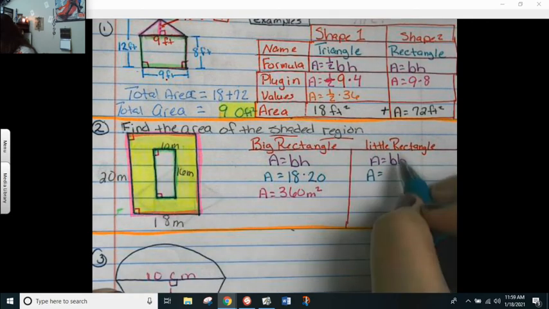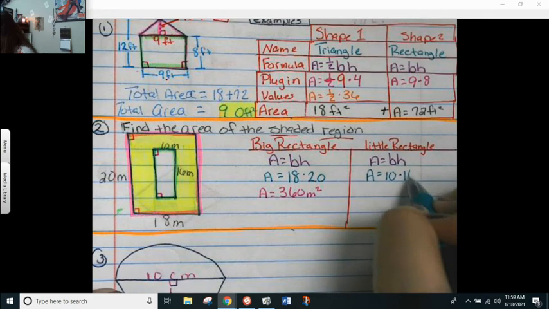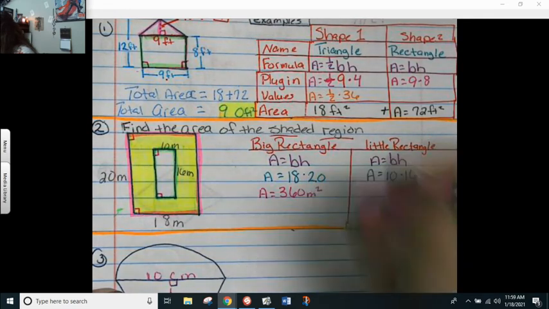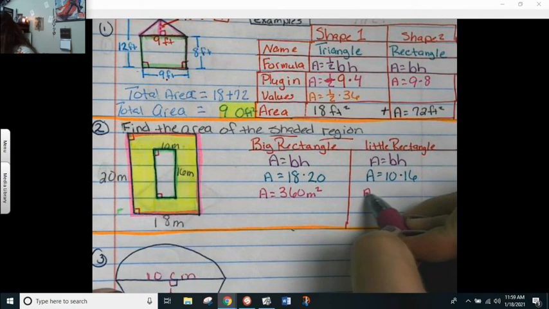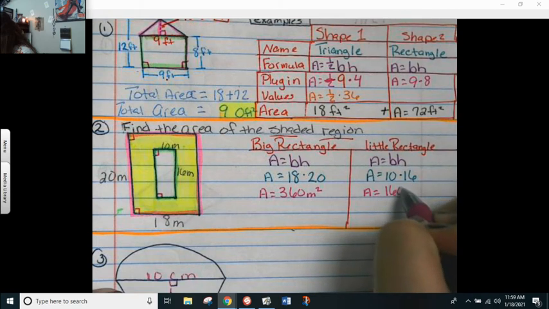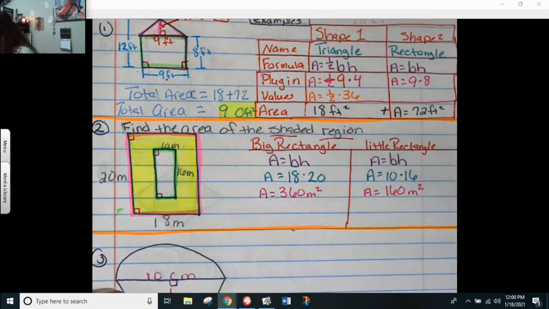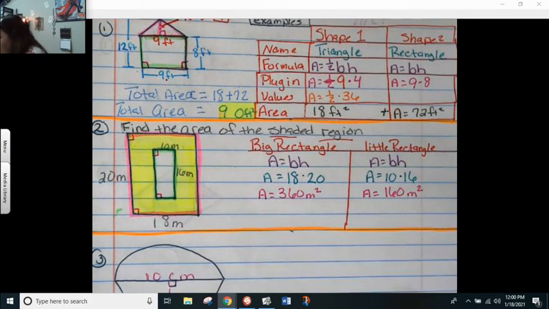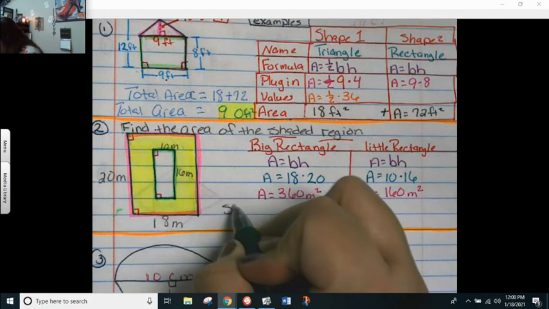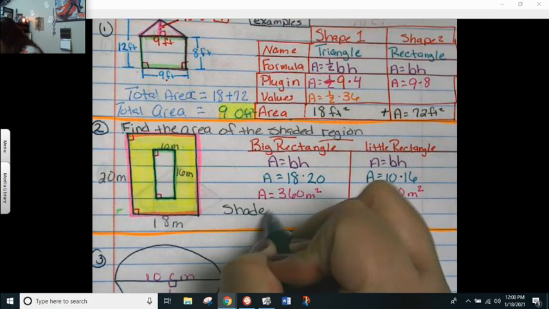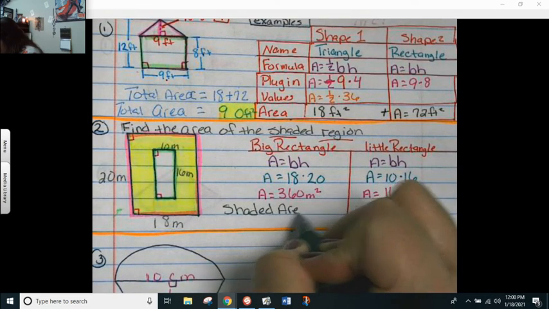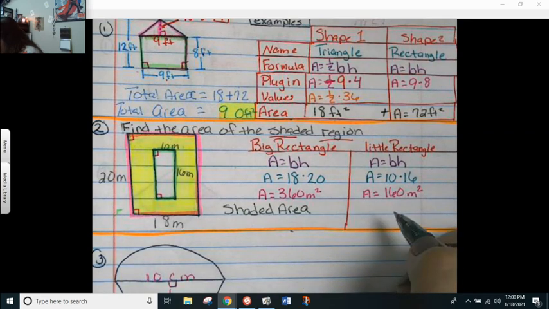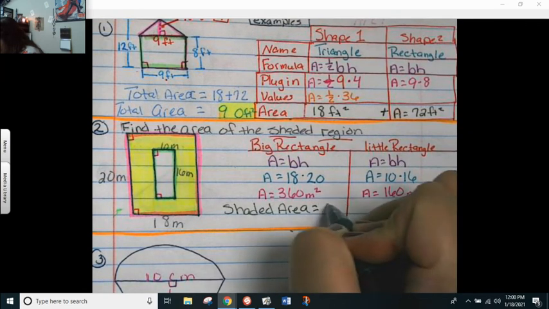So let's plug those two numbers in. The base is 10 and the height is 16. So it's 10 times 16, a 10 by 16. And that gives me 160 meters squared. Now, from here, to find the shaded area, we're going to subtract. So it's going to be 300.